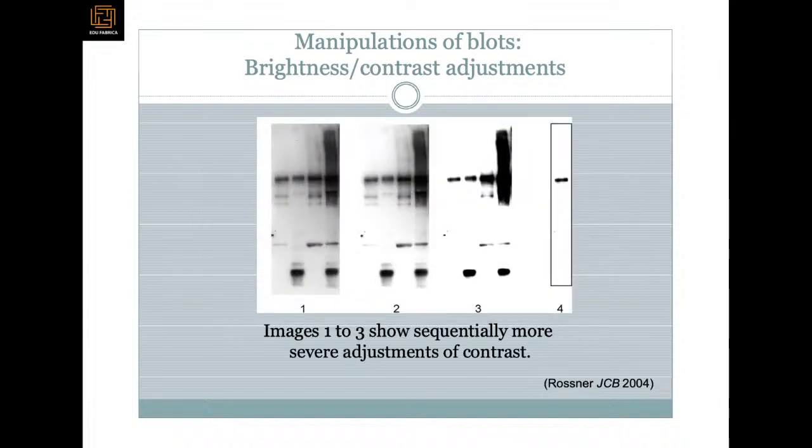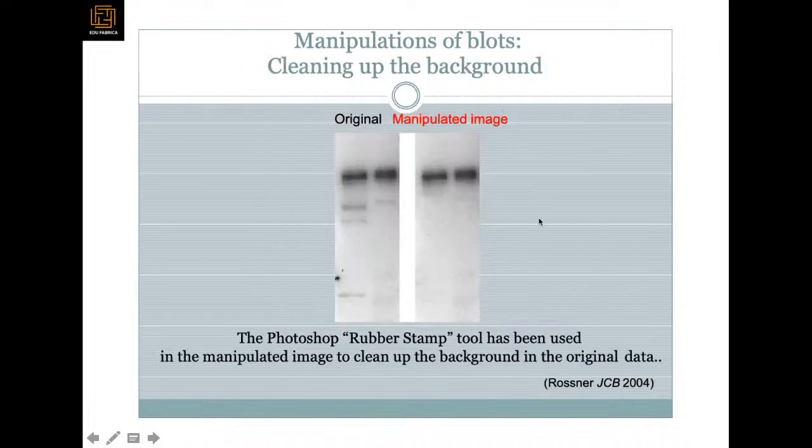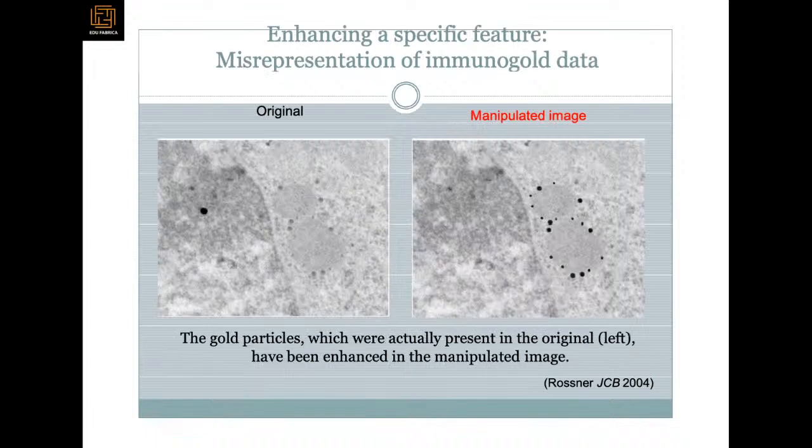Images 1 to 3 show sequentially more adjustment to contrast, and this is the fourth image. They keep adjusting, and at the end they produce a single band like this just by changing the contrast. This is also not justified. This is the original image with a lot of bands down here, but this is the manipulated image where they removed these bands. People are doing this in the field of science to publish data.